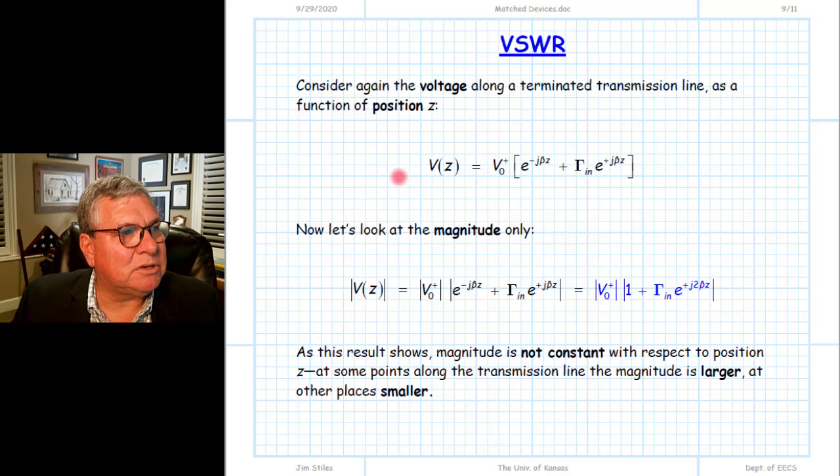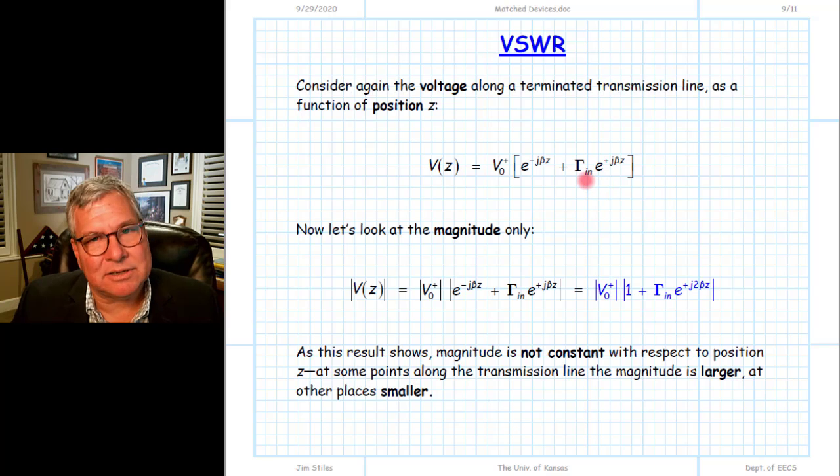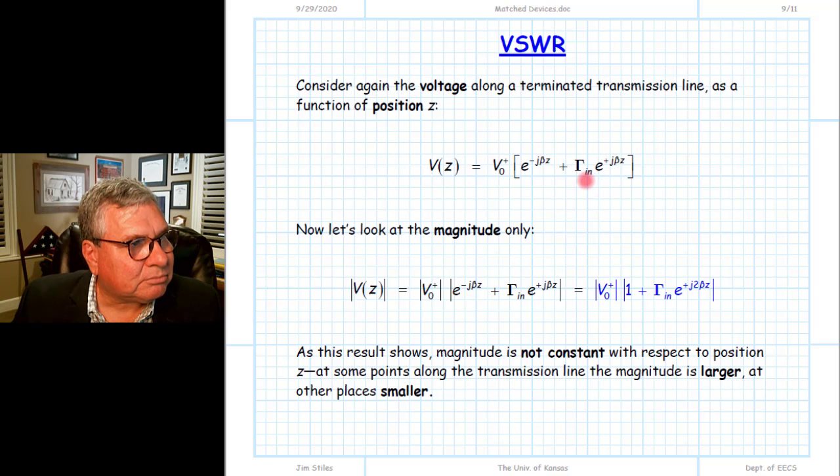So we look at the total voltage along our transmission line, and we can write it in this form. And I've written here in terms of gamma in. Again, I've used the input impedance since it terminates the transmission line there as opposed to gamma L, but it's the same value. If we look at the magnitude of this total voltage, we would get this result.